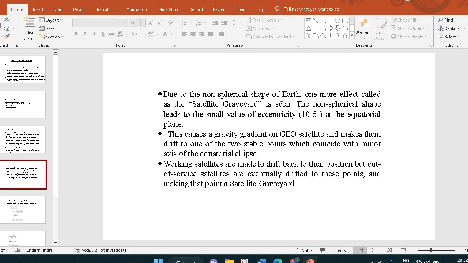Due to the non-spherical shape of Earth, one more effect called the satellite graveyard is seen. The non-spherical shape leads to a small value of eccentricity at the equatorial plane. This causes a gravity gradient on geosatellites and makes them drift to one of the two stable points which coincide with the minor axis of the equatorial ellipse. Working satellites are made to drift back to their position, but out of service satellites eventually drift to these points, making that point a satellite graveyard.